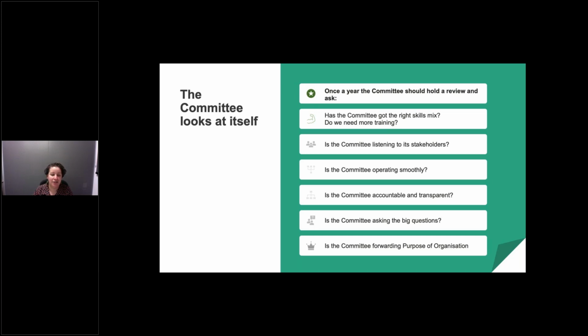Also, is the committee furthering the objects and the purpose of the organisation? I've mentioned that already. It's really important that that still is your driver at all times. It influences how you write your policies. It should be influencing what grants you apply for and how you undertake all your business.